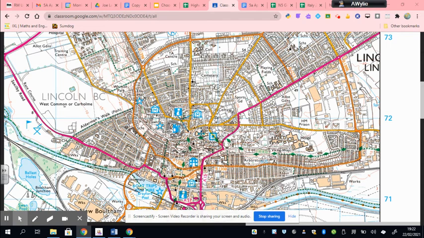Now, what you'd want to do there is give the six-figure grid reference for the castle, for example, and explain why having a castle near the starting route might be a desirable thing, either for people running or for people visiting Lincoln to watch the run.